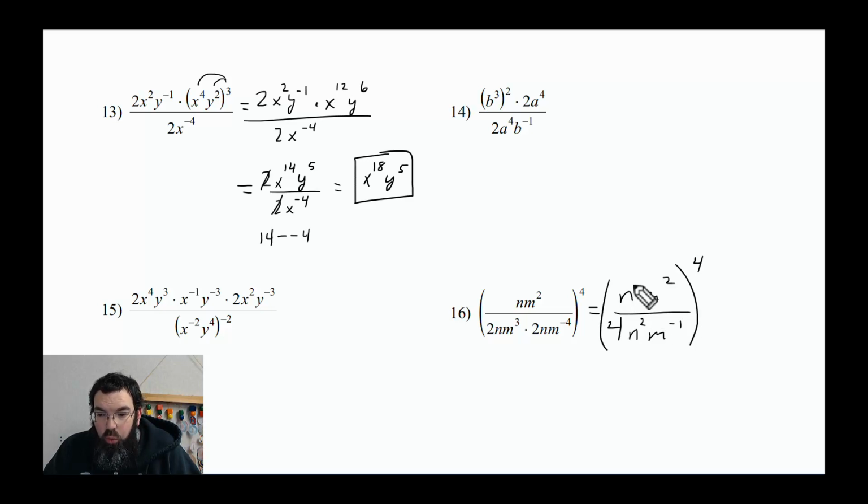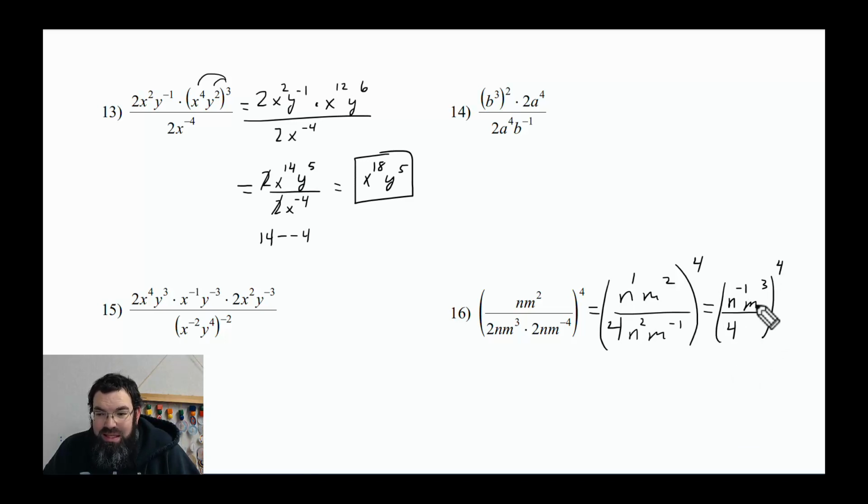But I'm still going to work with the parentheses because now I have top and bottom that I can kind of manipulate a little bit. So the 4 is going to remain in my denominator. That doesn't change. I have 1 minus 2. That gives me n to the negative 1. And I have 2 minus negative 1, which gives me m to the 3. That is still wrapped in the parentheses.